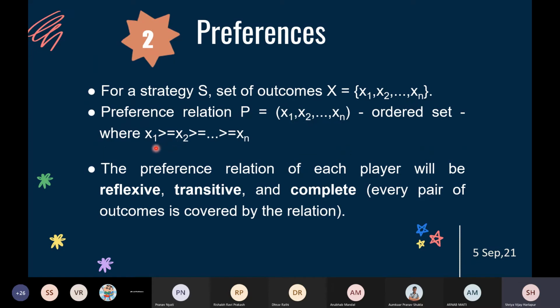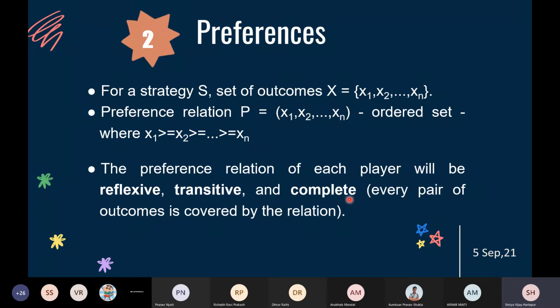So x1 strategy gives at least the same value or the same benefit or the same returns as x2, if not more. Similarly, x2 gives at least the same amount of value or benefit or return over x3 and so on. Using this, we can see that the preference relation is reflexive. Obviously, x1 is greater than or equal to x1 itself because x1 is equal to x1. So it satisfies reflexivity. It's also transitive because if x1 is greater than or equal to x2 and x2 is greater than or equal to x3, then x1 is greater than or equal to x3. This is from the basic relations and functions that we've done earlier.